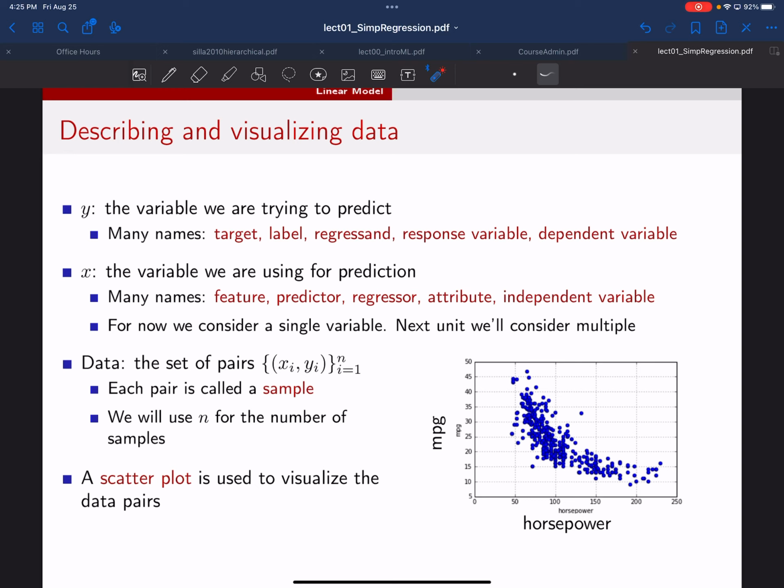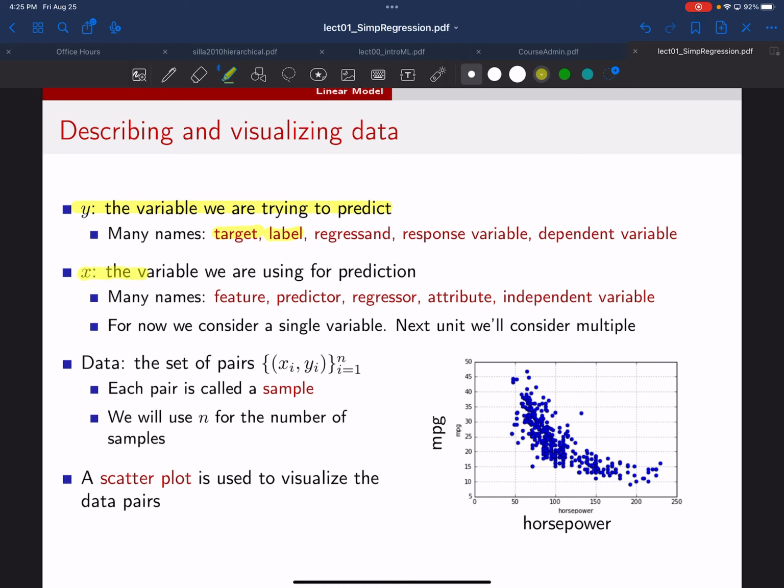Okay, so to start, the thing we're trying to predict, which I had called the target, I'll often call the target or the label. That thing, we're always going to call y. In this particular unit, this y is just a scalar. It's just a single number. Okay. It's the miles per gallon. Later, it could be a vector, but for now, it's just a scalar.